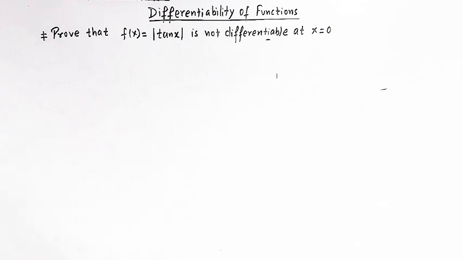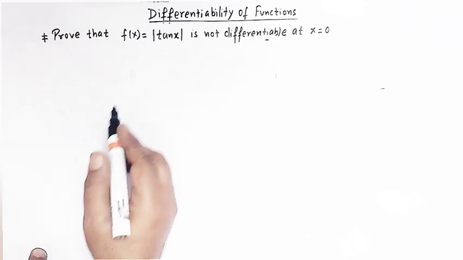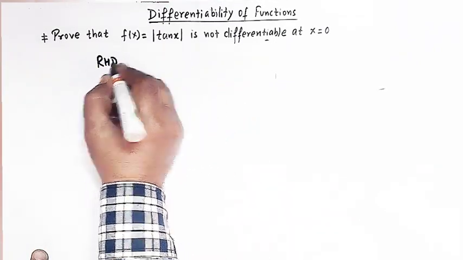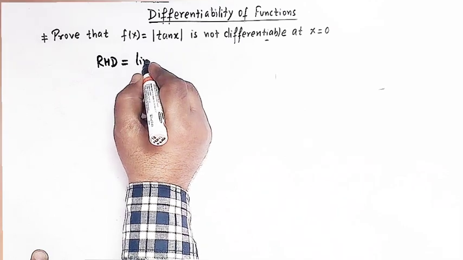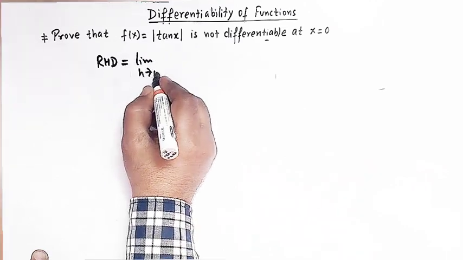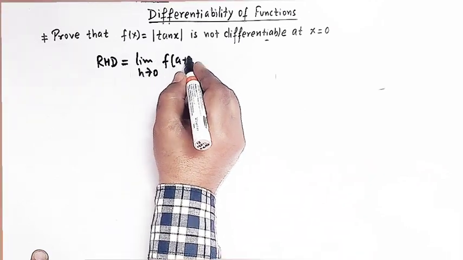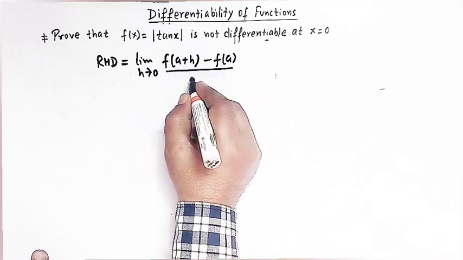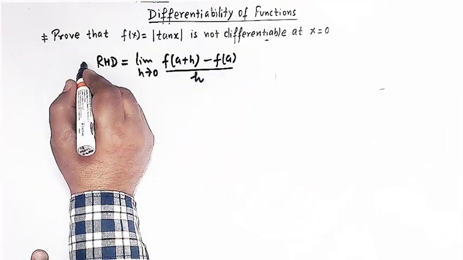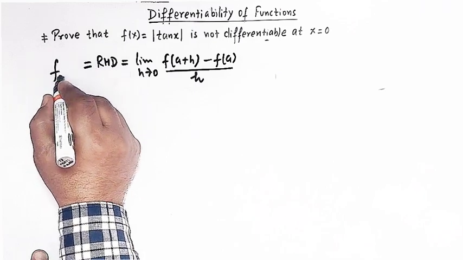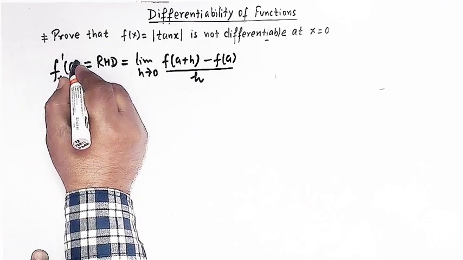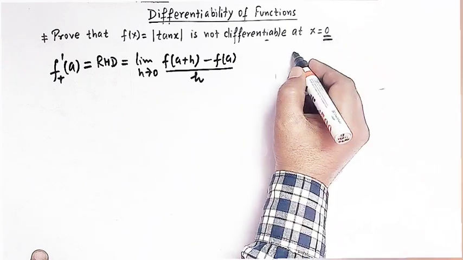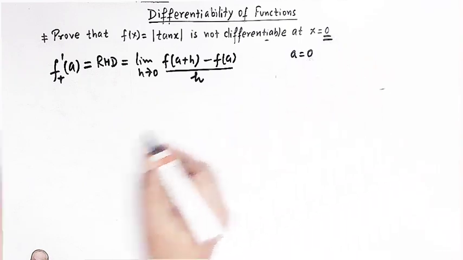So let us start. The definition of the right hand derivative can be written in this form: limit h tends to 0, f of a plus h minus f of a divided by h. So the right hand derivative is defined by this limit, and here the point a is 0. So a is equal to 0.